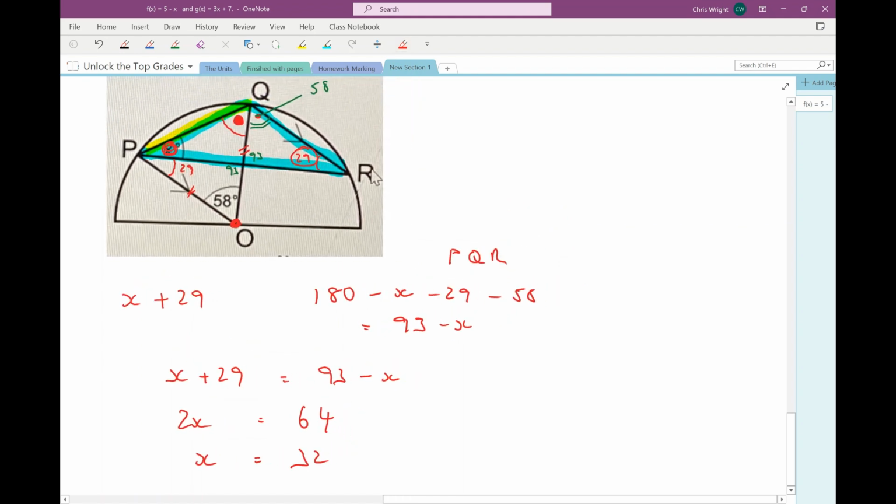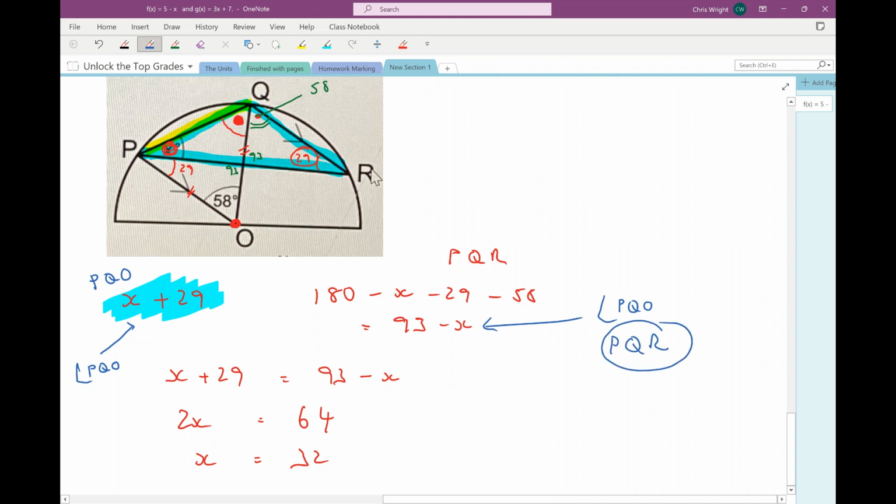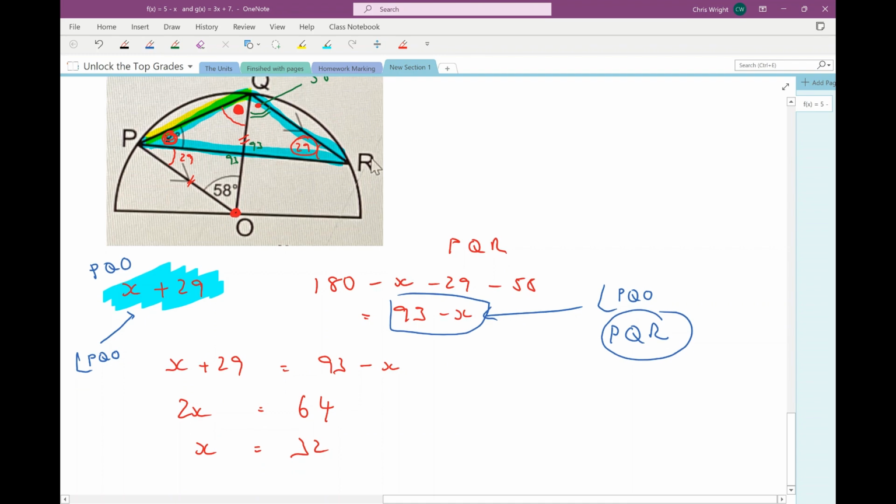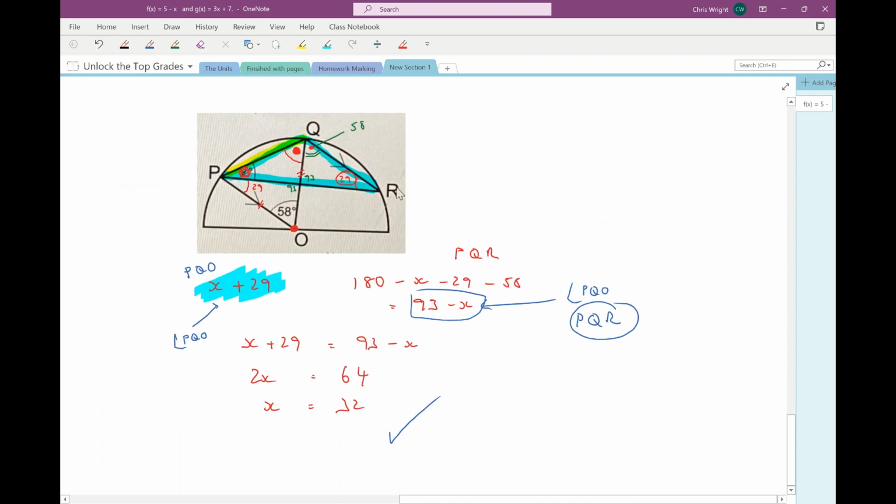So, just to recap, this expression came from the isosceles triangle PQO. That is an expression for the angle PQO. And this expression is also an expression for the angle PQO, and it came from analysing the triangle PQR and using the fact that a triangle has 180 degrees. So hence we had two expressions for the same angle, so we could put them equal to each other, solve the equation, and find x.